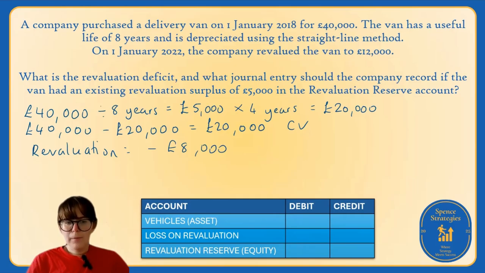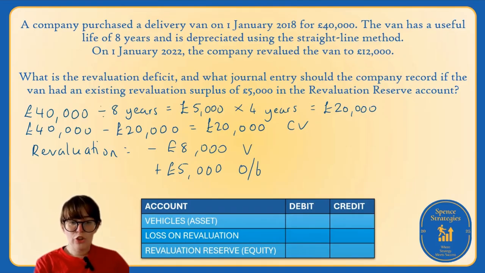However, we are told that our revaluation surplus account already had a positive figure of £5,000 in it originally. So positive £5,000 was my opening balance for my revaluation reserve, whilst this minus £8,000 is in relation to just the van.